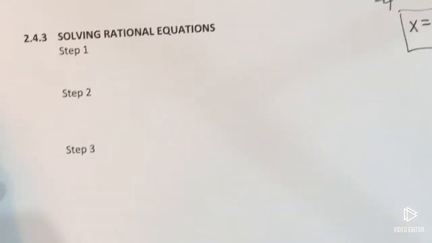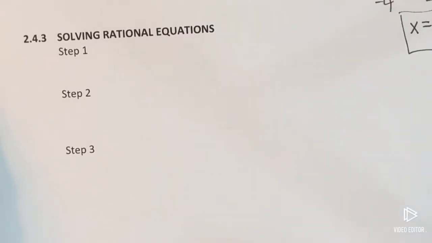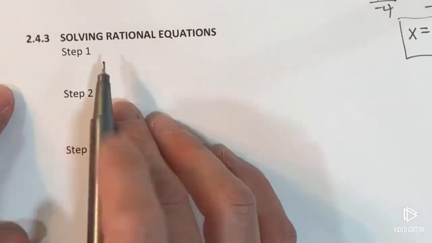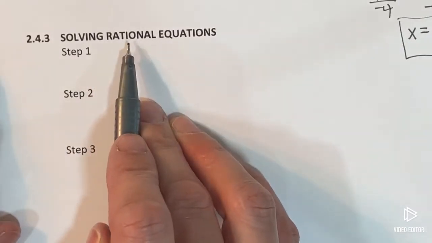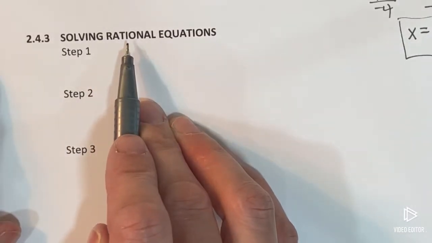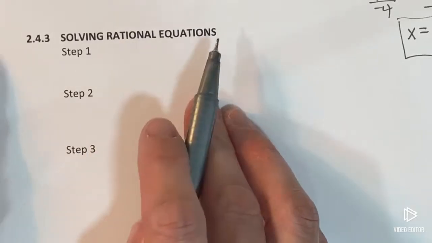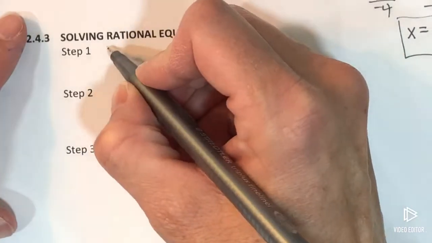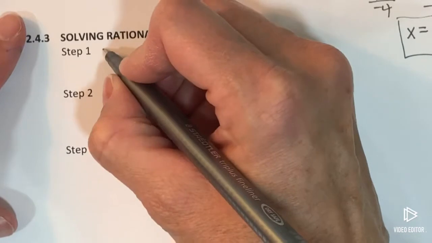Okay, section 2.4. Still working on it. The last type of equations we have in section 2.4 are solving rational equations. Notice we talked about rational just a minute ago, but it was rational exponents. These are rational equations. So step number one, this means we're going to have fractions with x in the bottom.